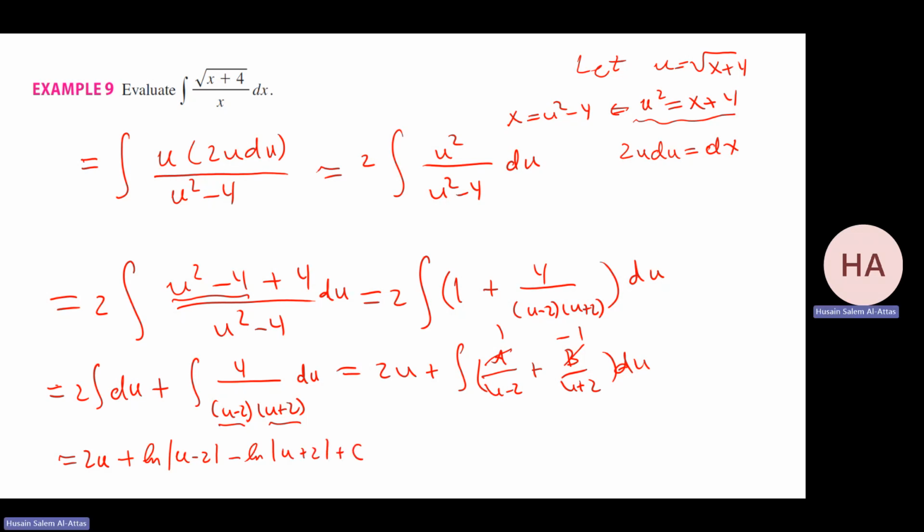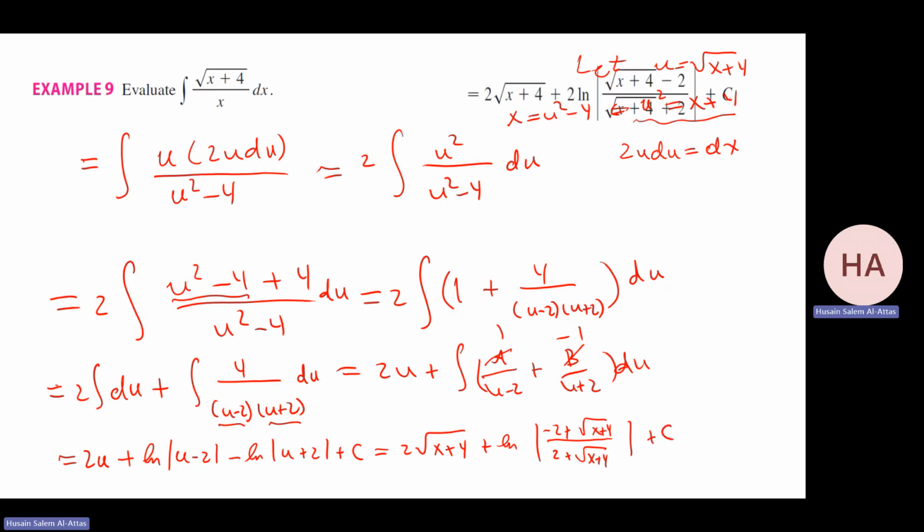plus c. Don't forget, my u is square root of x plus 4. So that will be 2 square root of x plus 4. Write the ln now as the quotient of u minus 2 and u plus 2. That will be minus 2 plus u, which is square root of x plus 4, over 2 plus square root of x plus 4, plus c. And that will be my answer, which is correct.